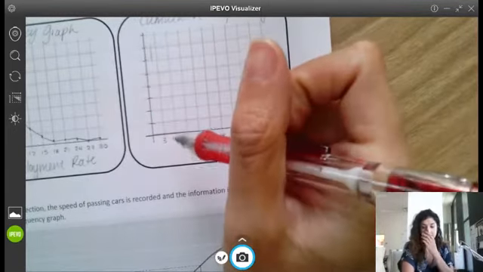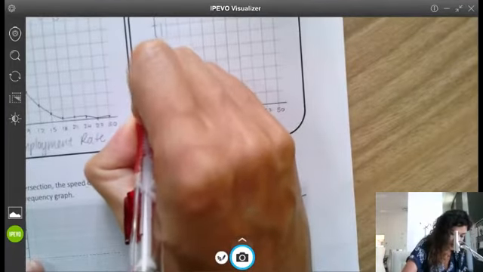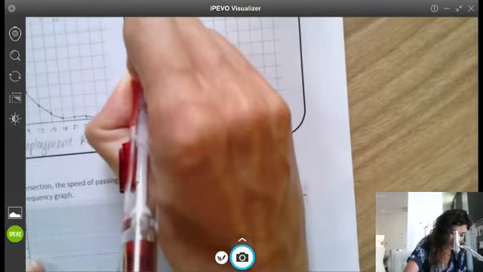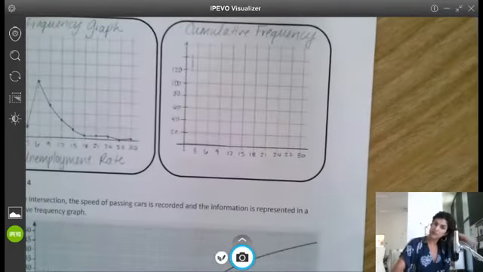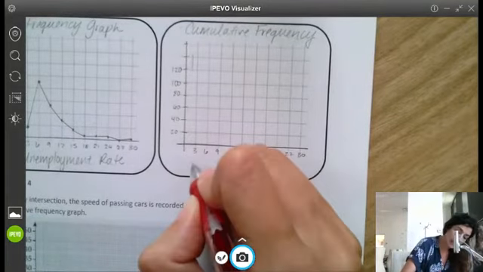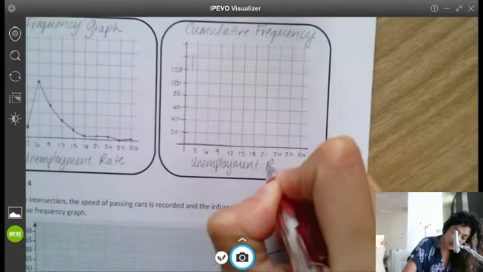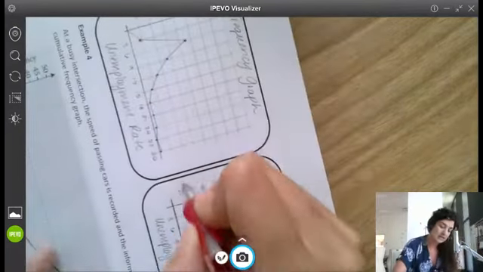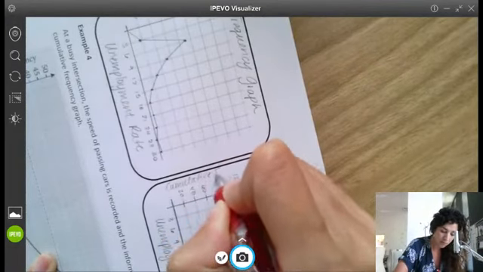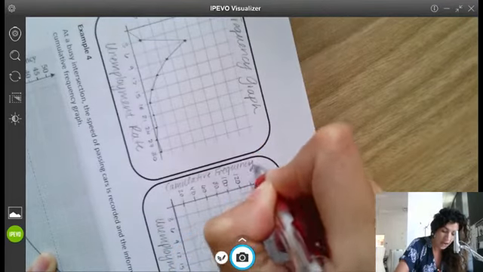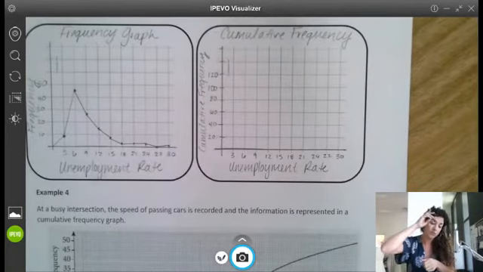Since we only have 8, I think I'm going to go by units of 20 to get all the way up to 110. Okay, so labeling our axis: unemployment rate, and then this is cumulative frequency. How the axes are labeled is really important for you to know what's going on in this graph.